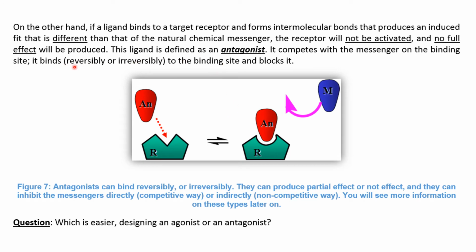Antagonists are of many kinds. Some of them bind reversibly to the binding sites, others bind irreversibly. Some of them can produce no effect at all, and others can produce partial effects. So we're going to discuss all these kinds later on.